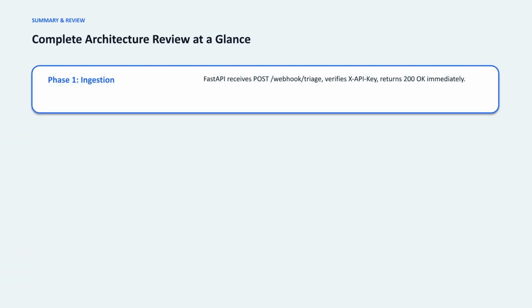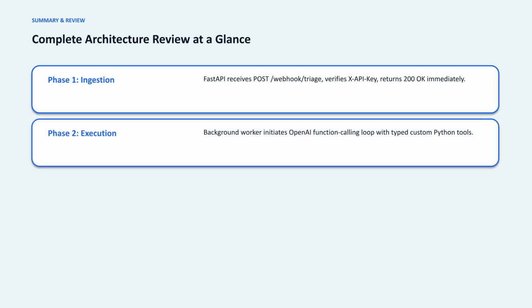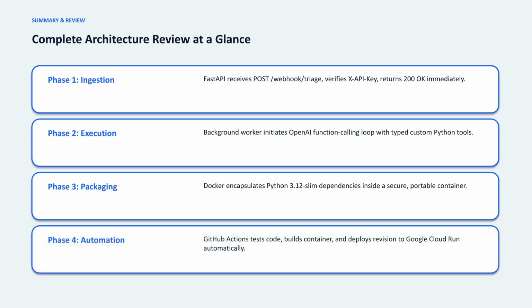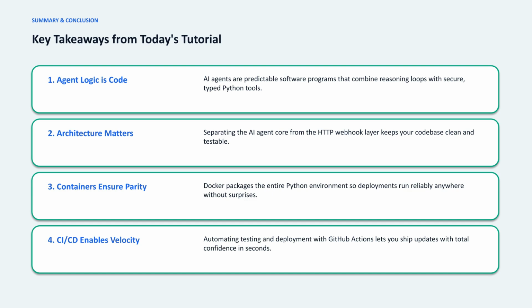To summarize the architecture, we have an ingestion phase using FastAPI, an execution phase for agent logic, containerized packaging for consistency, and an automated CI/CD pipeline for rapid deployments. The key takeaways are: treat agent logic as code, separate your architecture concerns, use containers to ensure environment parity, and leverage CI/CD to maintain high development velocity.